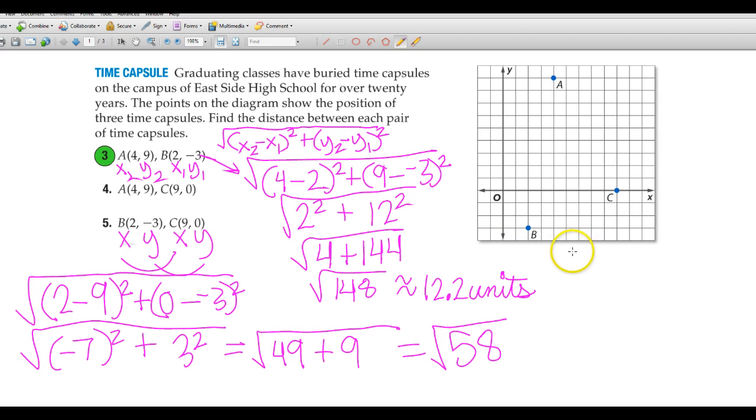And that is approximately 7.6. Make sure to round appropriately. Sometimes it stays the same, sometimes it rounds up. It all depends.